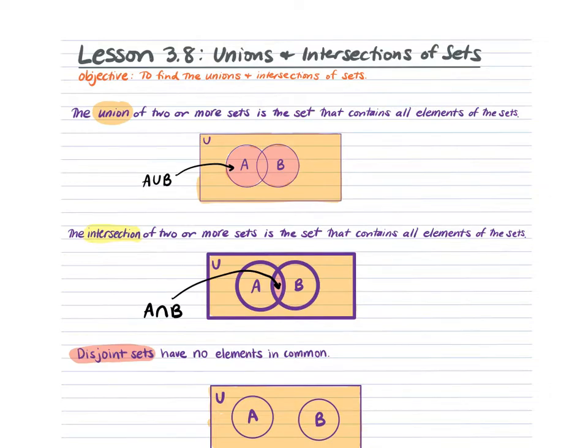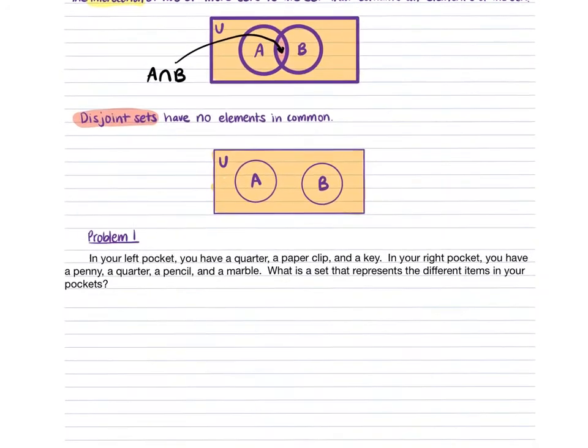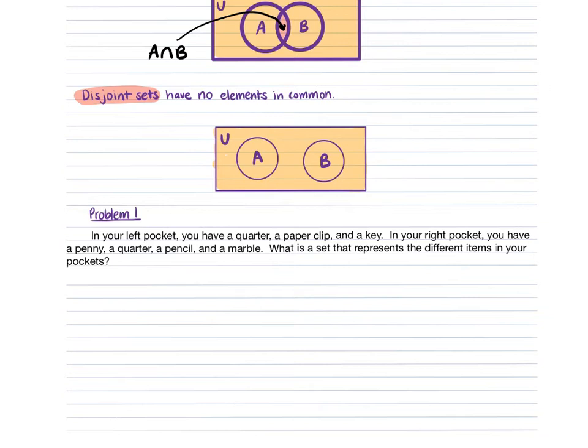Okay, disjoint sets, here's a vocabulary word, have no elements in common. So this is why here they don't overlap, right?